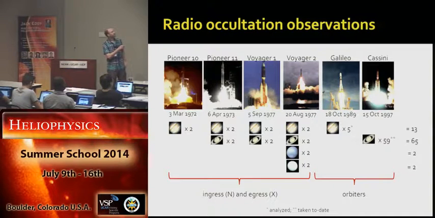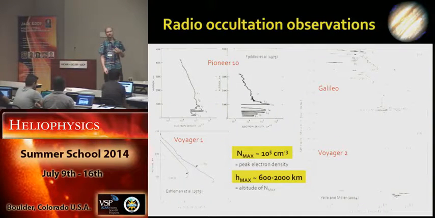In a flyby, you have an ingress occultation and an egress occultation, so you get 2 per flyby. So you can see that we just really have a handful of measurements of the electron density profiles at the outer planets. And this is a pretty stark contrast to, say, the Earth's ionosphere, where we can measure all kinds of things all of the time. Now I'm just going to briefly go over some of the results from radio occultations.